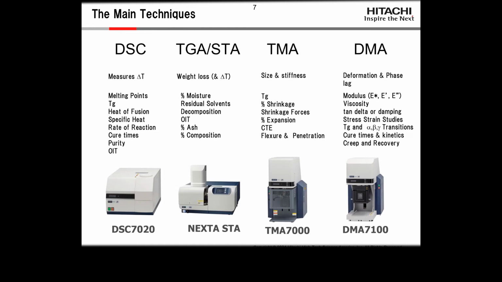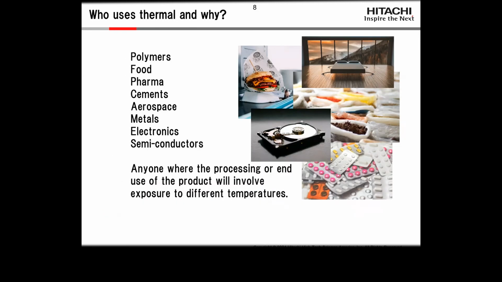TMA looks at changes in size and stiffness. And while that can also give you stuff like TG, the important thing for TMA is it gives you coefficient of thermal expansion, CTE. And then DMA looks at deformation and phase lag and uses that to calculate modulus and viscosity. And this is used for a whole range of things, including, again, TG. So if you notice, all four techniques still give you TG and melting information, which will tell you just how vital those are to many of the industries we're looking at.